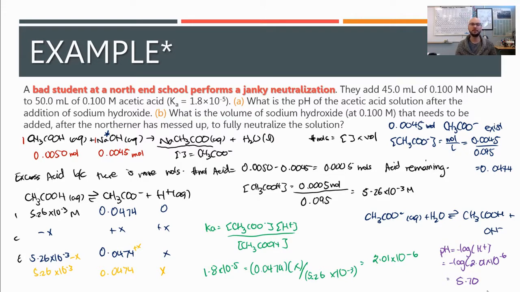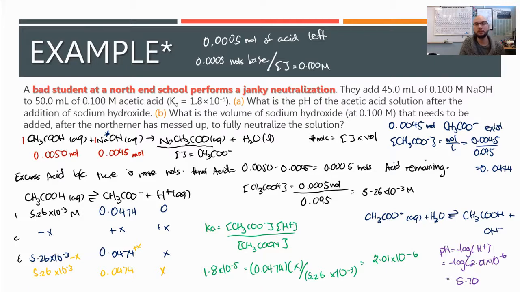So it asks, what is the volume of sodium hydroxide that needs to be added to fully neutralize the solution? Well, we should recognize that there are 0.0005 moles of acid left. So to fully neutralize it, we would need 0.0005 moles of base. Okay, and we know the concentration of the base is equal to 0.100 molar. So we can figure out the volume of base required.